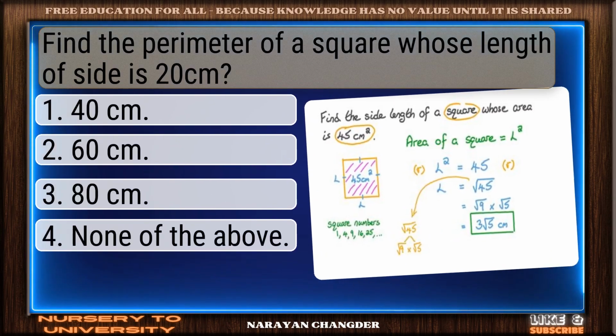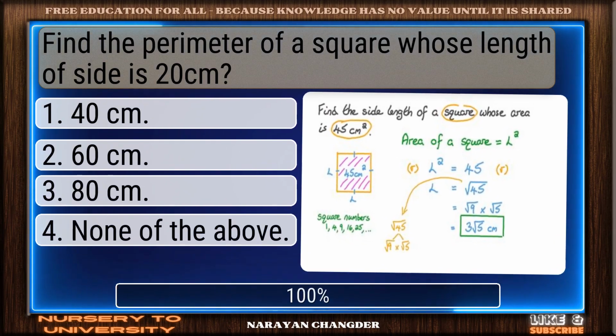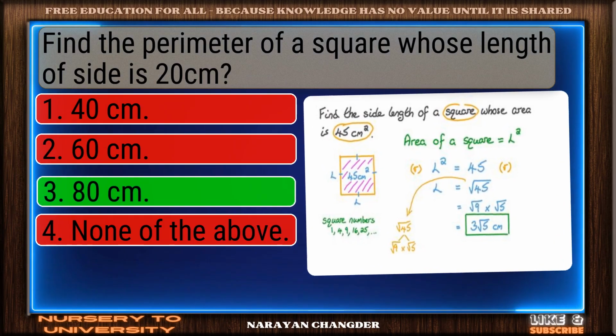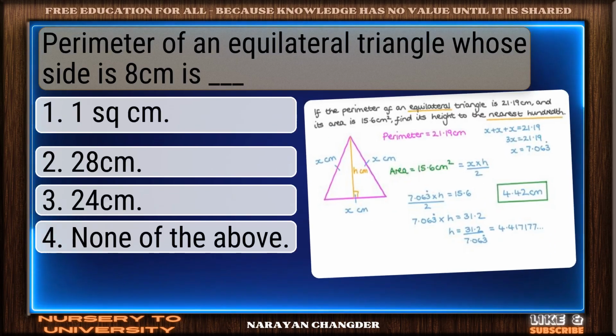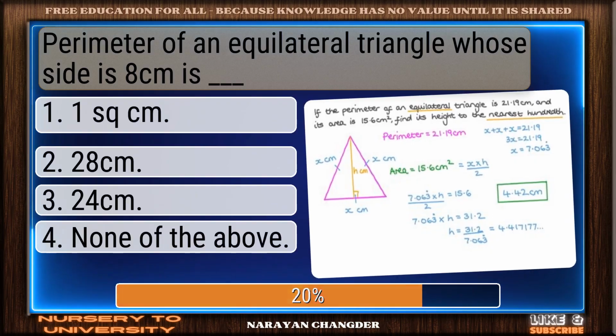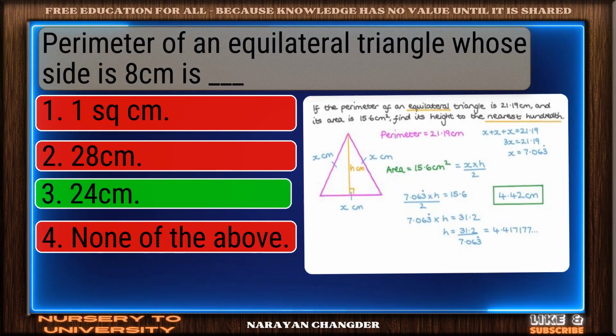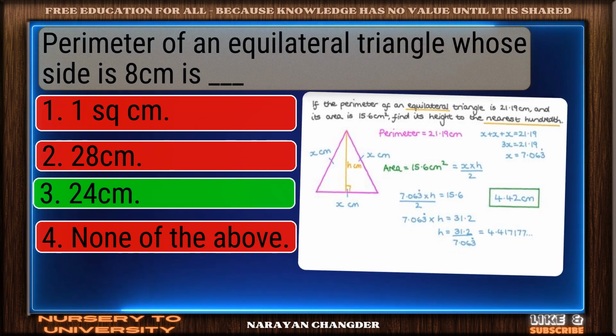Find the perimeter of a square whose length of side is 20 cm. Excellent. 80 cm is a brilliant choice. Perimeter of an equilateral triangle whose side is 8 cm is dash. Nice selection. 24 cm is the correct and valid answer.